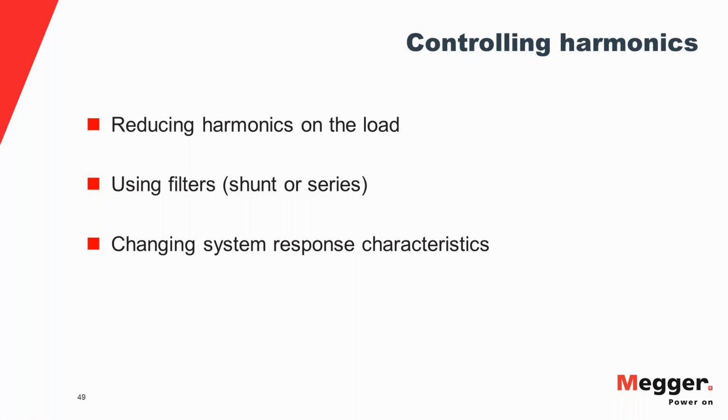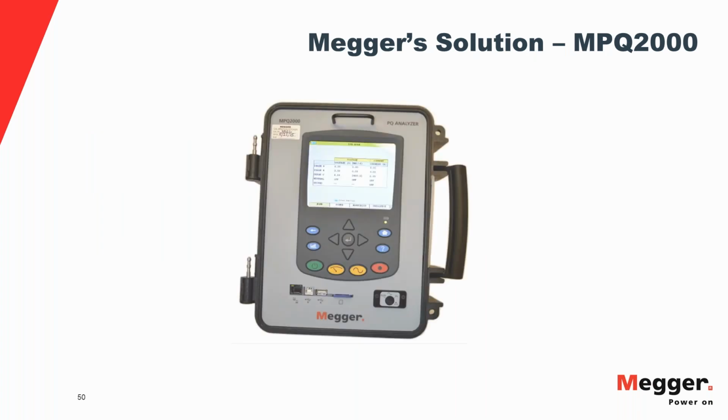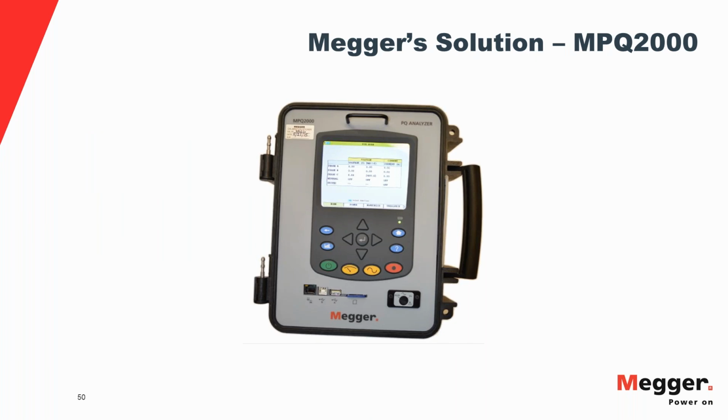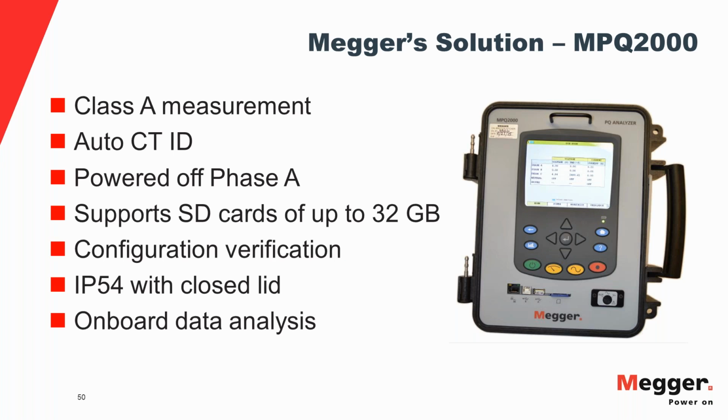So that brings me to the end of my presentation. Before I wrap up, I would like to go a little bit over what we offer in the field of power quality. What we have is the MPQ 2000, which is a three-phase power quality analyzer. It measures harmonics, yes, but it does a lot of things apart from that. It's a Class A measurement device.